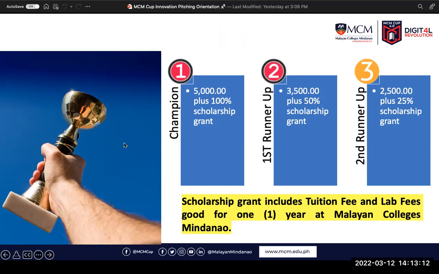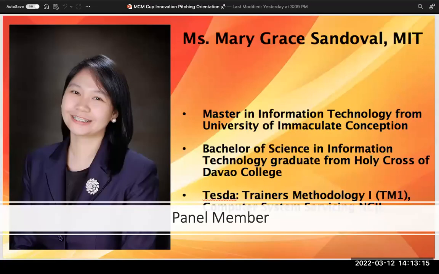So let's proceed. These are the panel members. One of our panel members would be Miss Grace or Professor Grace Sandoval. She is actually an MIT. She took up MIT at University of Immaculate Conception, and she also finished BS Information Technology at the Holy Cross of Davao College, and is a Tesla trainer. So this is Professor Mary Grace Sandoval. She is also my colleague at MCM.